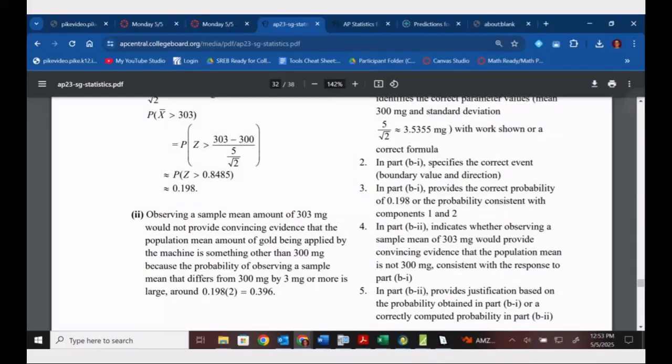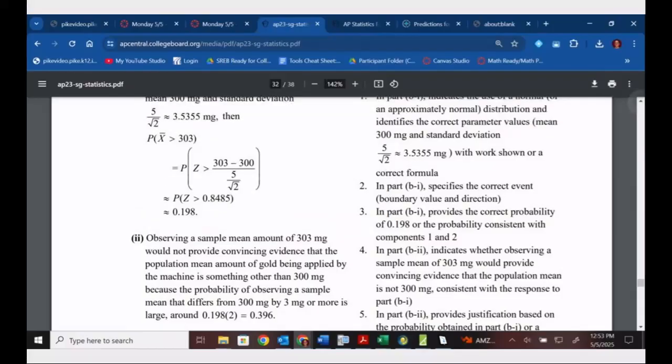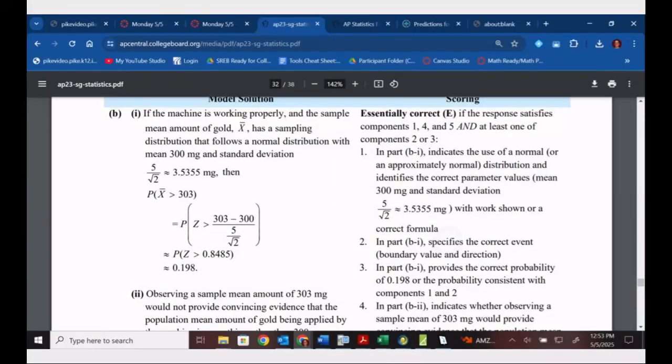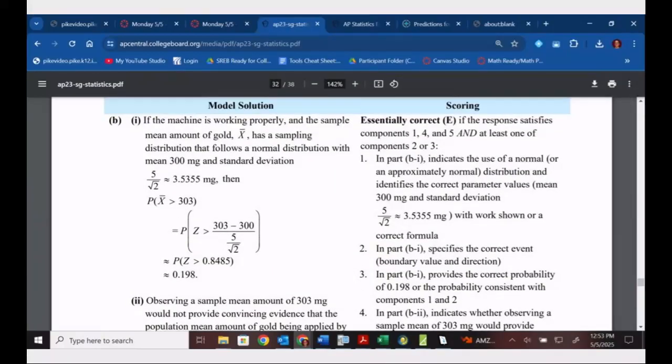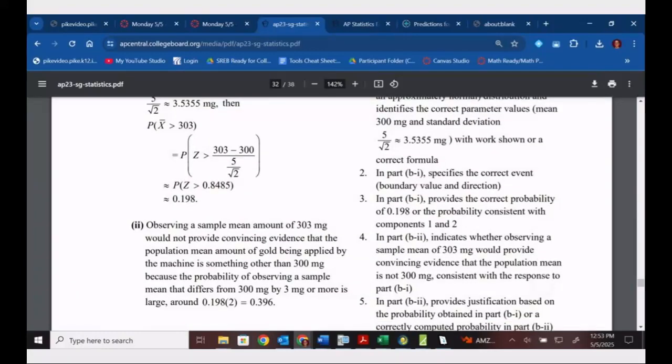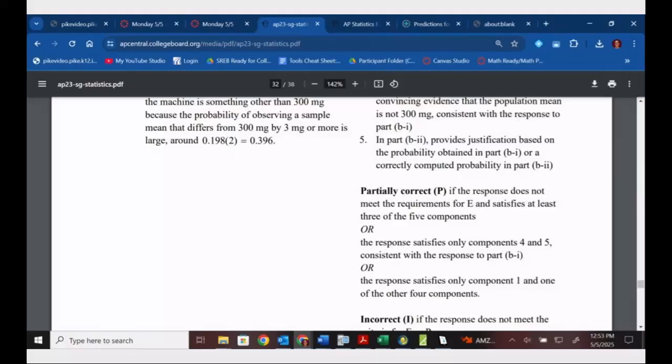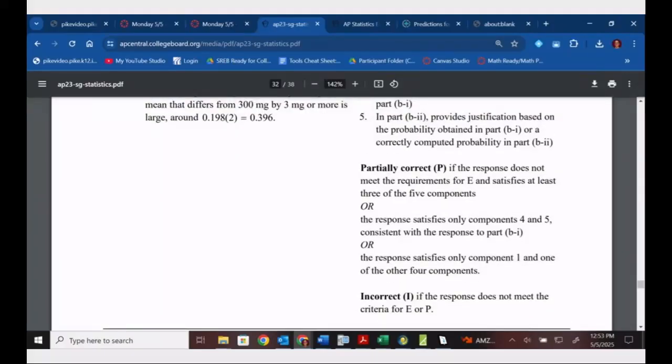But if we wanted to know if it would be just different than 300, you would take that probability times 2 because you would need both tails. Either way, we have something that is greater than any possible alpha value we would have, and so we do not have convincing evidence. All right, so scoring this part, components 1, 4, and 5, and then either component 2 or component 3 would give an E. To get a P, you have to have 3 of the 5 components, or only components 4 and 5, or only component 1 and 1 of the other 4 components.